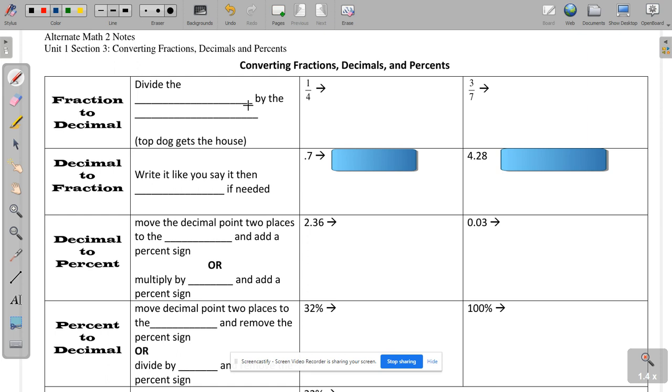Today we are learning about converting fractions, decimals, and percents. The first one we're going to look at is a fraction to a decimal. So we are going to divide the numerator by the denominator. So remember, the numerator is the number on top, and the denominator is the number on the bottom.